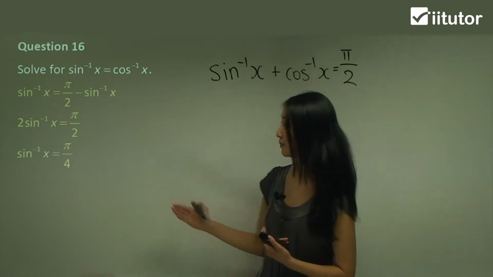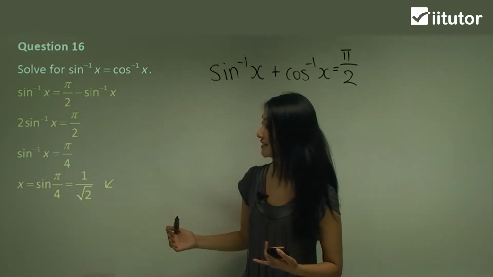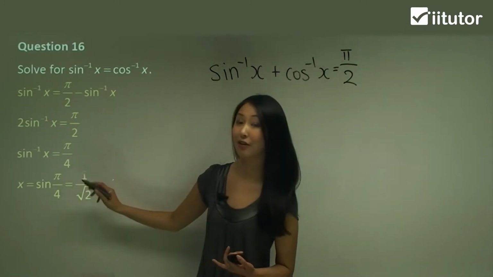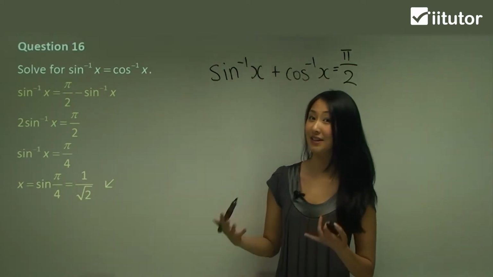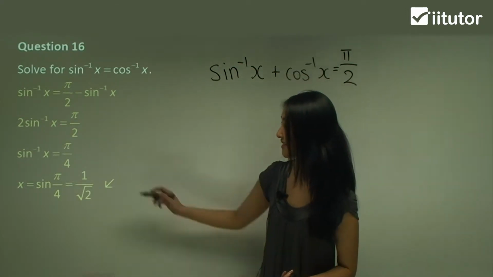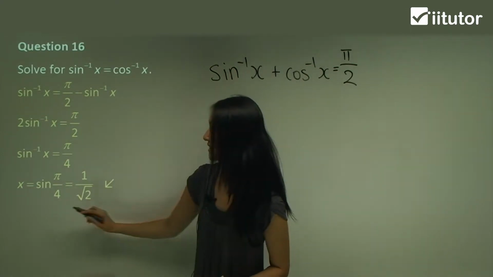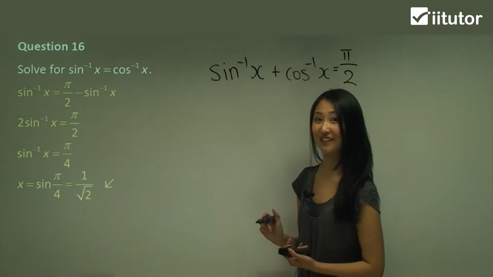And now I can just switch the input and the output, make this into sine, and I just need to find what sine pi on 4 equals. So that's sine 45 degrees, and our exact values tell us that's 1 on square root 2. So solving for this, x equals 1 on square root 2.